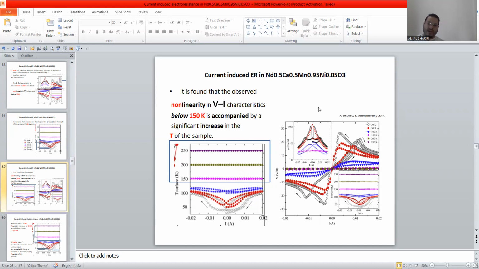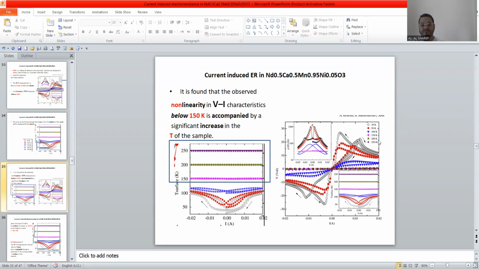It is found that the observed nonlinearity in IV characteristics below 150 Kelvin is a combined. Here is a very important slide, maybe more important than the others. Nonlinearity in IV characteristics below 150 Kelvin. What does below 150 Kelvin mean? That means this side, less than 150 Kelvin.